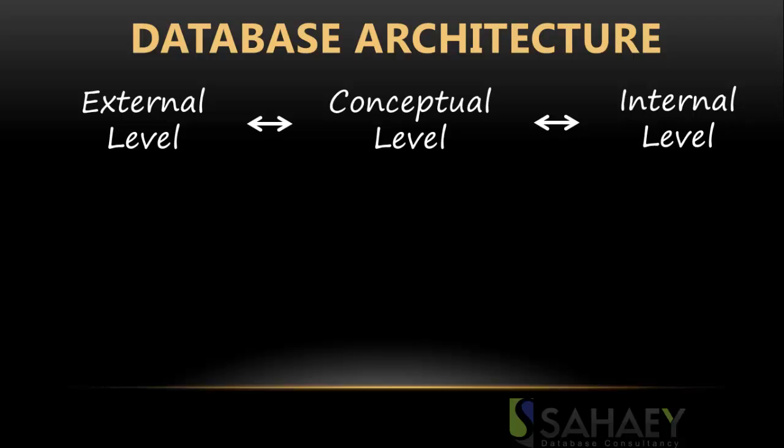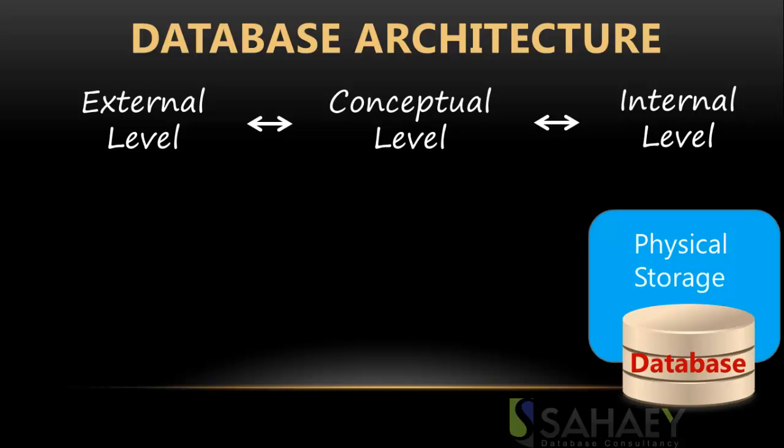The American National Standards Institute, also known as ANSI, has established a three-level architecture for the database management systems. The objective of this three-level architecture is to separate the user's view of the database from the way that it is physically stored. The internal level determines how the data is actually stored on the storage devices. This level deals with low-level access methods and how bytes are transferred to and from storage devices.